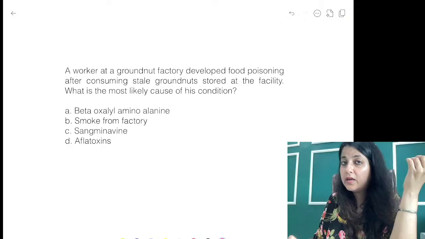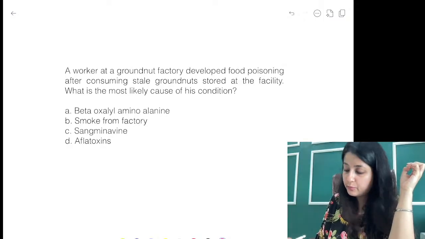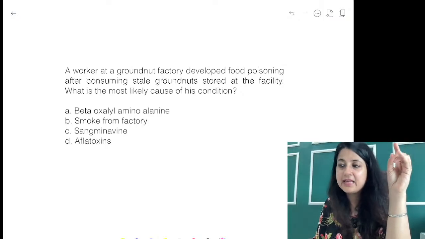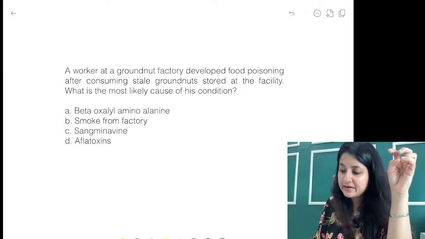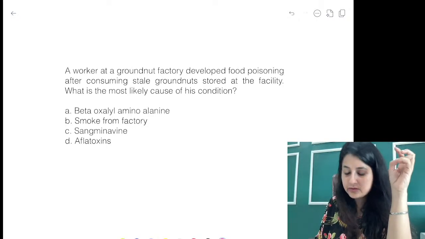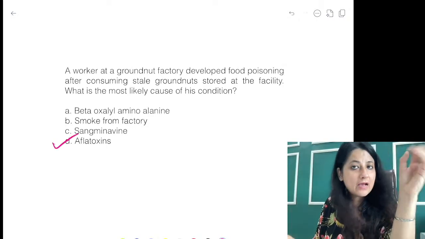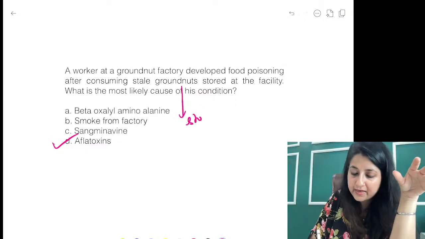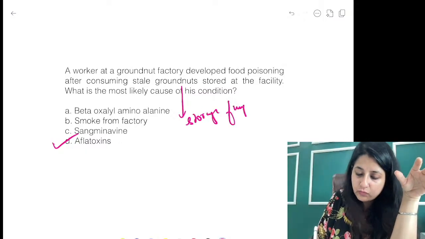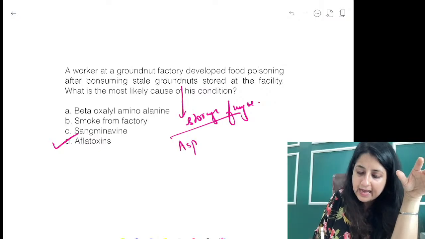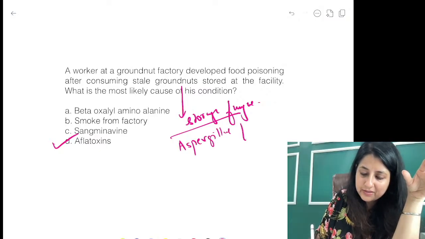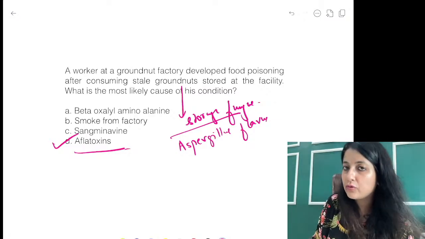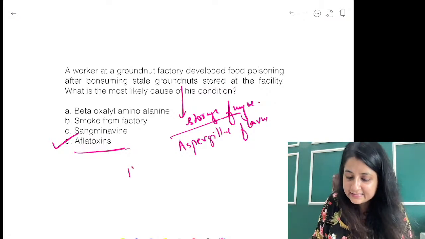Alright, a worker at a groundnut factory developed food poisoning after consuming stale groundnuts. Yeah, MP, Bihar, Orissa, that's correct. After consuming stale groundnuts stored at the facility, what is the most likely cause? You all know groundnut gets contaminated, infestation by a storage fungus. What is the name of that storage fungus? Aspergillus flavus, and it releases aflatoxins leading to aflatoxicosis, presenting with HCC also.